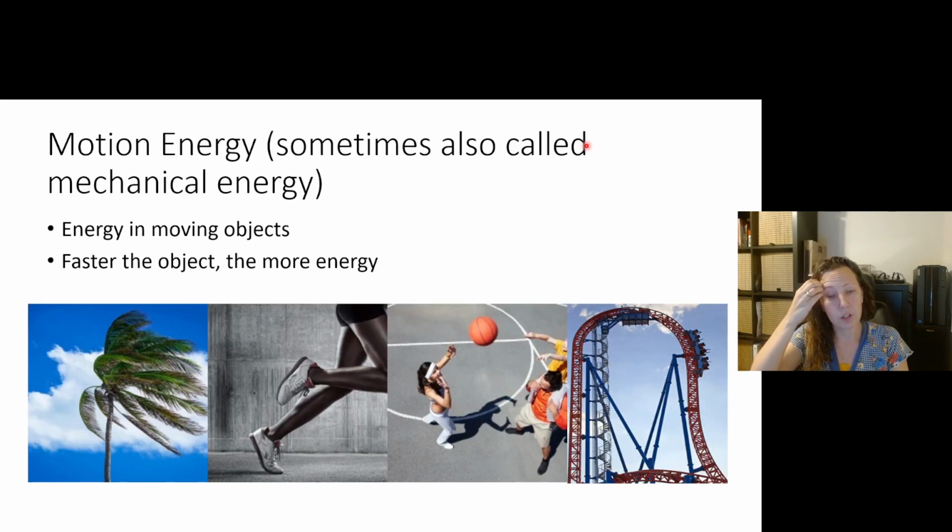Okay, so now moving into kinetic energy. The first one we'll do is motion energy. And so like I said, this is sometimes also called mechanical energy, but the US government website just distinguishes the two. So motion energy is simply energy that is in objects that are moving. So the faster that object, the more energy. Remember, this is kinetic, so we are actually measuring kind of speed of movement there.